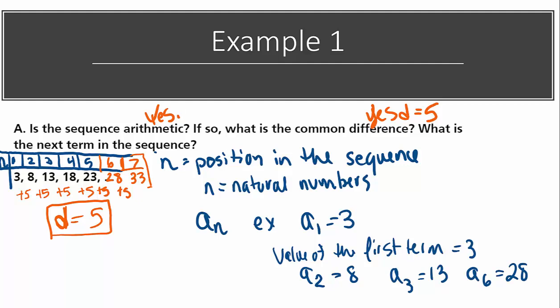So when you see an A with a subscript, the subscript is the position in the sequence, and the number on the other side is the value of the number that goes in that position.